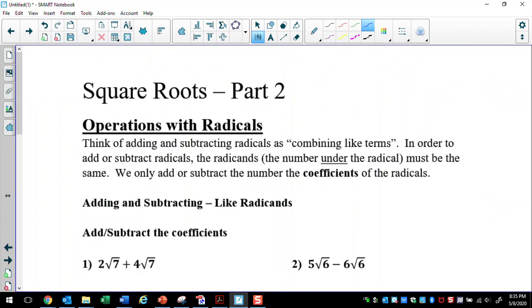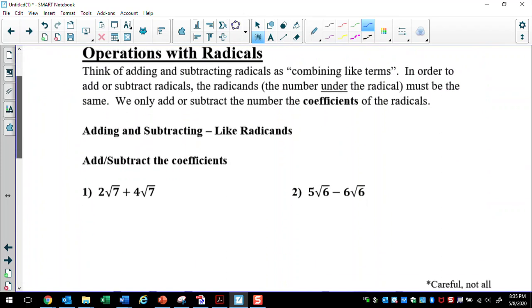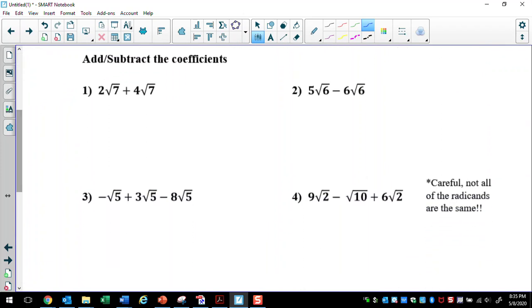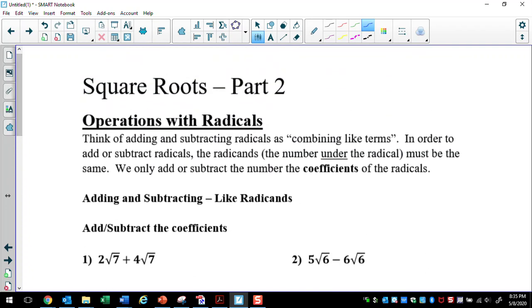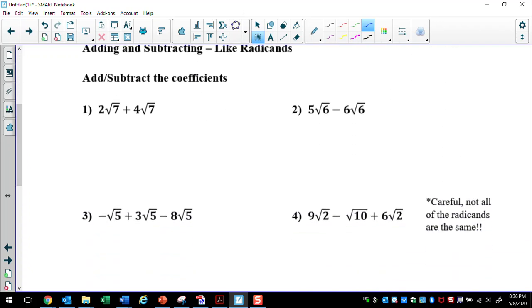Now let's look at operations with radicals. Now that we've got simplifying down, we're going to look at how we add, subtract, and multiply radicals. Alright, so when we're doing operations, we don't have to worry about variables. Phew, thank goodness. When we're doing operations with radicals, think of adding and subtracting radicals as combining like terms. In order to add or subtract radicals, the radicands, that's the numbers under the radical sign, must be the same. We only add or subtract the coefficients of the radicals. It's the only way.